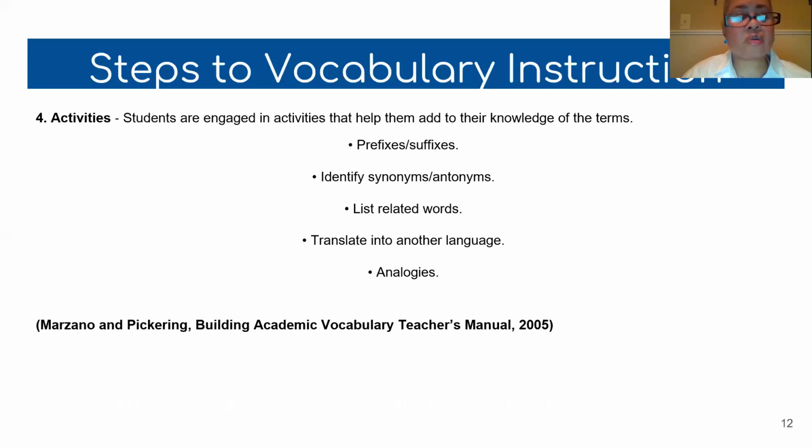Step 4, what activities can you provide for manipulating the word? Here is where your special features come in. Is there a prefix or a suffix, a synonym or antonym, related words? Or again, what about a translation of the word in another language? This helps prompt vocabulary meaning.